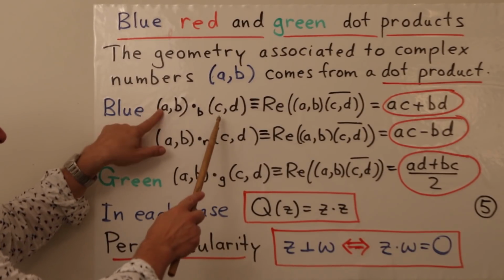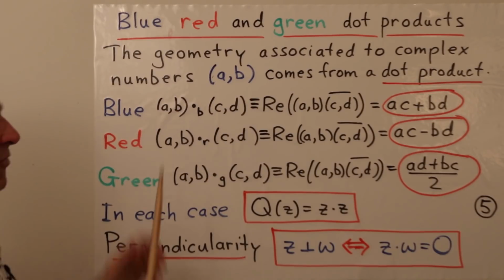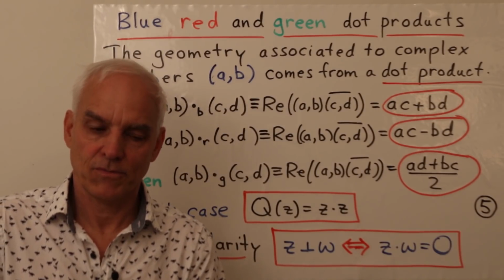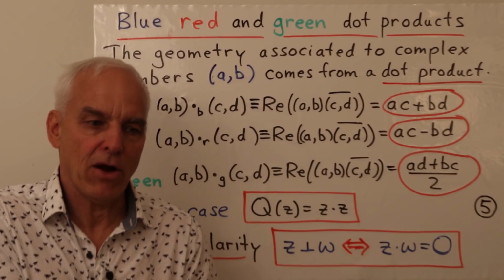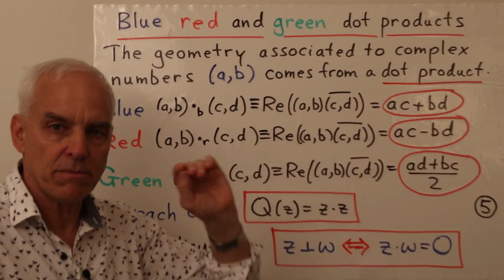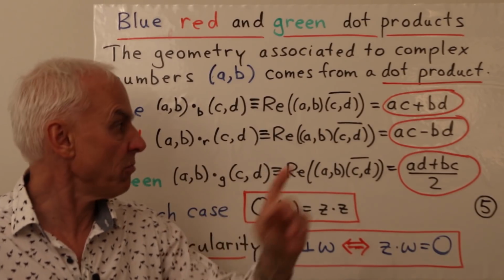The dot product is A times C plus B times D. It's the familiar Euclidean dot product. All right, so that's actually sitting there underneath the complex number structure, because it can be defined purely in terms of the complex number structure by this formula.